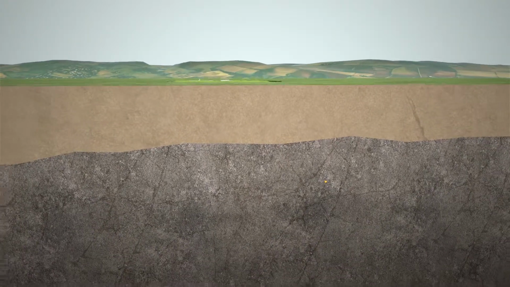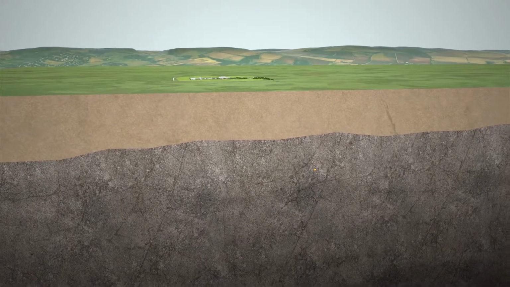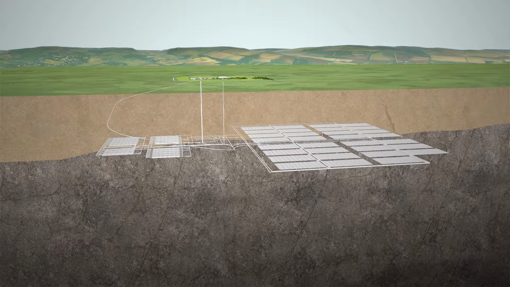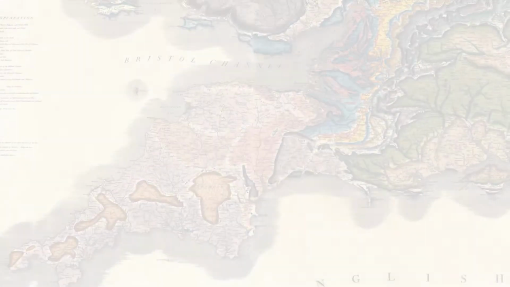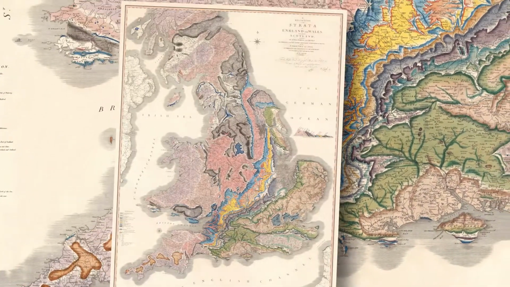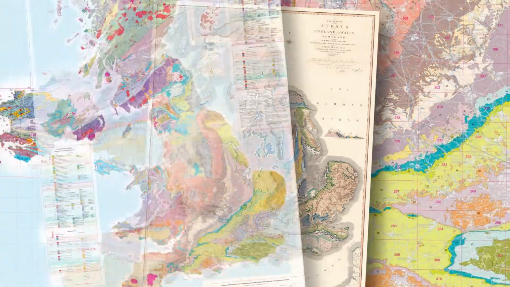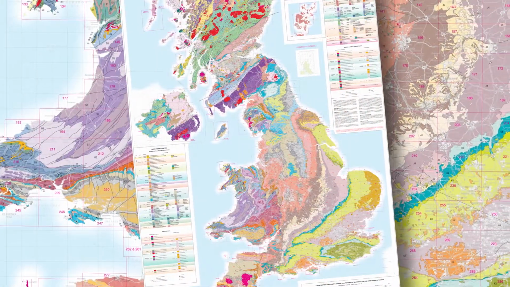The National Geological Screening aims to identify rocks which have the potential to host a geological disposal facility, or GDF. In 1815, William Smith produced the first map of the rocks of England and Wales, and geological maps have been updated by the British Geological Survey ever since.